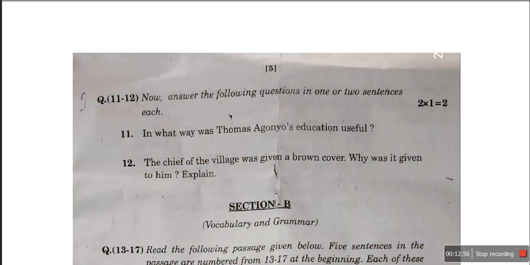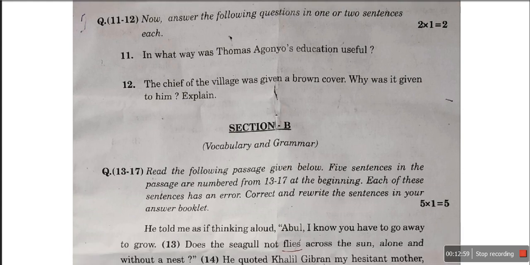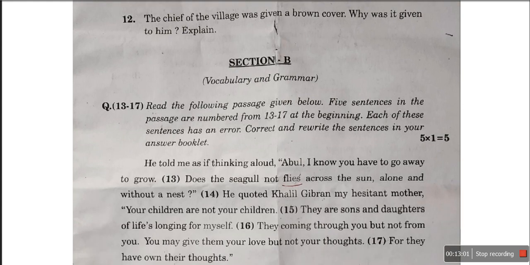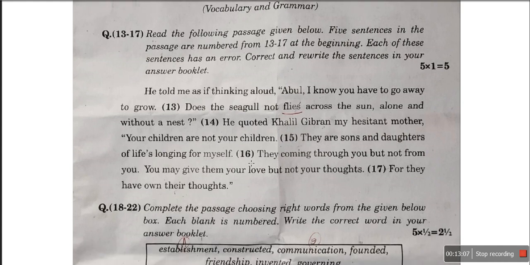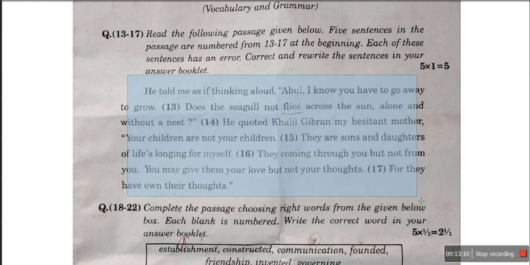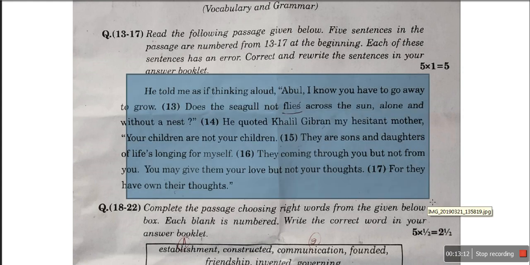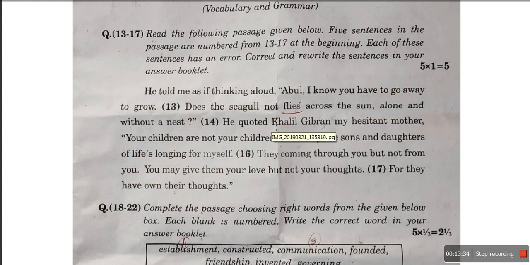Next, let us enter into Section B. This is the most important section, vocabulary and grammar. See friends, here the passage, he told me as if talking aloud, is from Abdul Kalam, a story in that lesson, the last passage. The lesson name is My Childhood, in which Abdul Kalam shared his feelings, and it was an autobiography. Let us try to find the mistakes given in this passage.